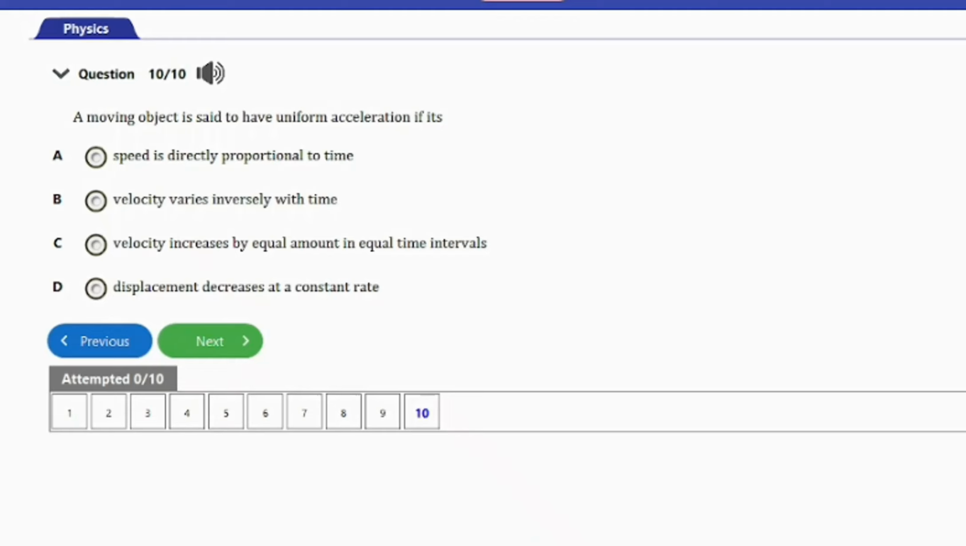So guys, a moving vehicle is said to have a uniform acceleration if the velocity increases by equal amount in equal time intervals. So that's option C, guys, here. Option C is the answer to this question. And that's it for this question.